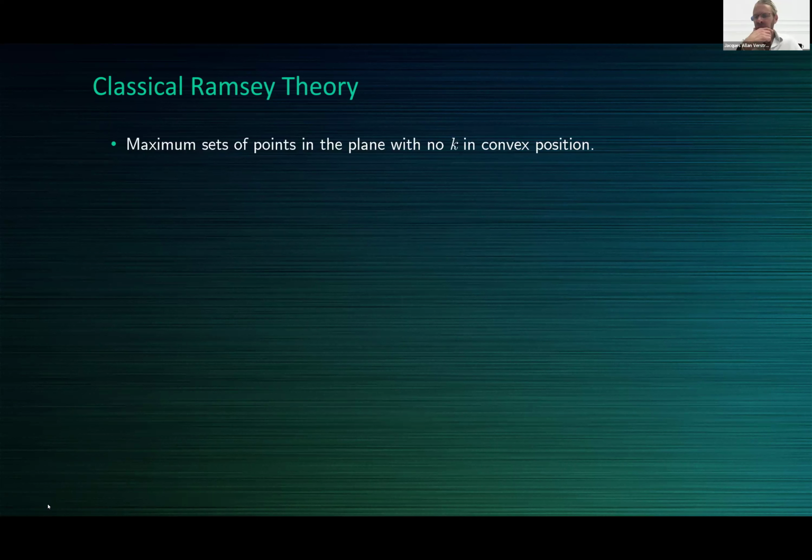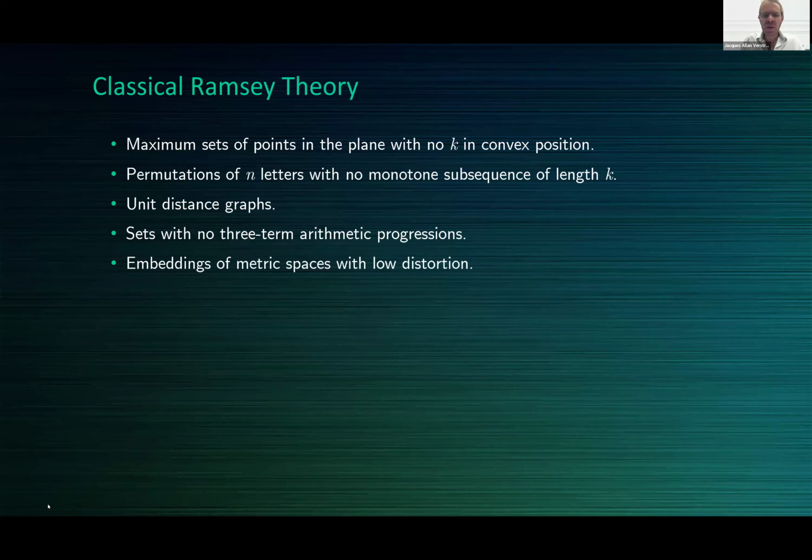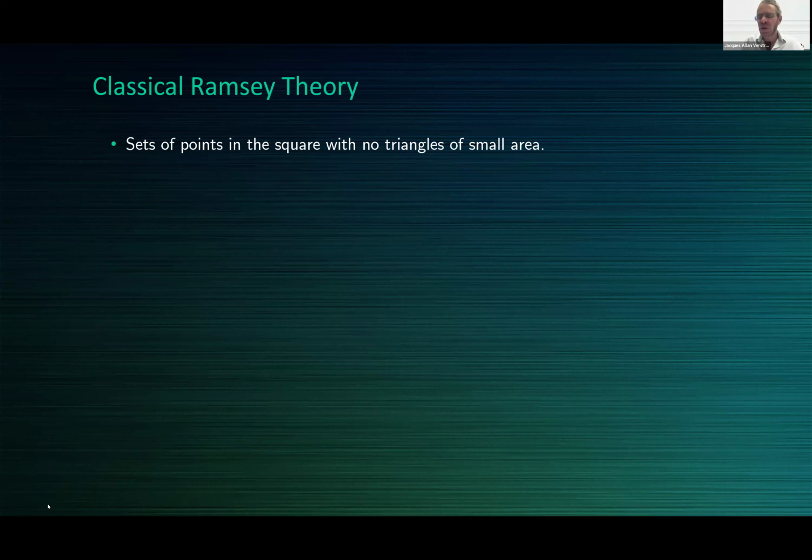So, this comes up in a lot of places, these Ramsey numbers, certainly in combinatorics. I'm going to mention it comes up in this problem of determining maximum sets of points in the plane with no K in convex position, permutations of N letters with no monotone subsequence of length K, unit distance graphs, sets with no three-term progressions, and that one we will come back to, embeddings of metric spaces with low distortion. In fact, that's an entire area. It's called metric Ramsey theory, which is fascinating. Sets of points in the square with no triangles of small area. This is sometimes called the Erdős-Heilbronn problem. It's a fiendishly difficult problem.